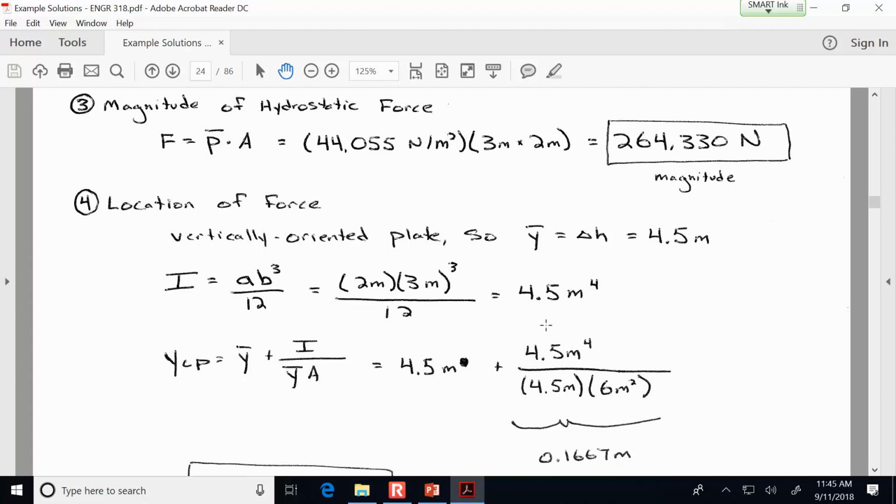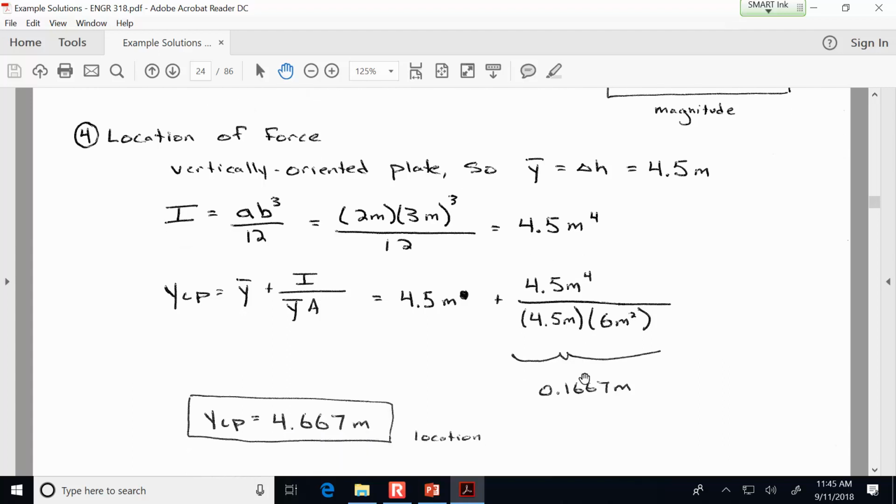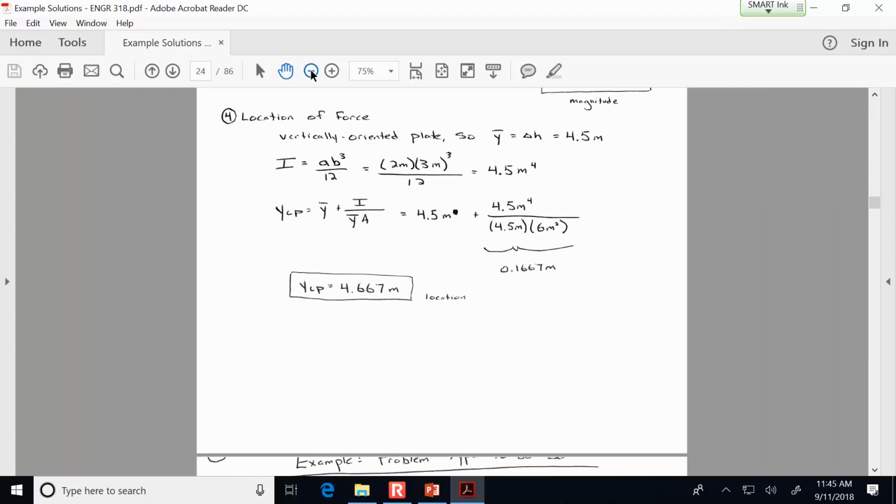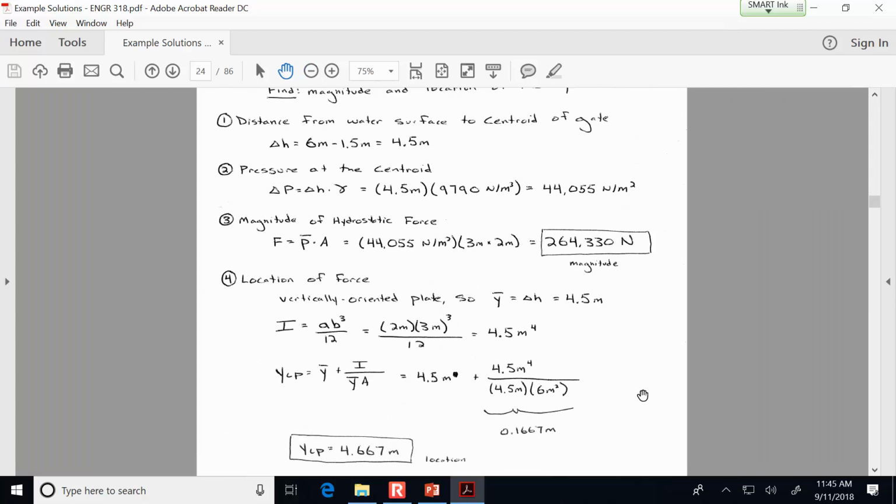All right, and then to find the location, we do the area moment of inertia for this particular shape. Since it's a 2 by 3, 2 is the width, 3 is the vertical, so we're cubing the vertical parameter. So that gives us the area moment of inertia of 4.5 meters to the fourth. And then we want to find YCP. Since it's vertically oriented, that's going to tell us the vertical distance from the force location to the surface. So the location should be 4.667 meters down. Okay, so there's the entire solution.